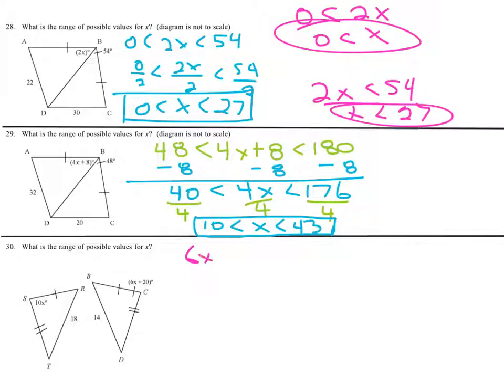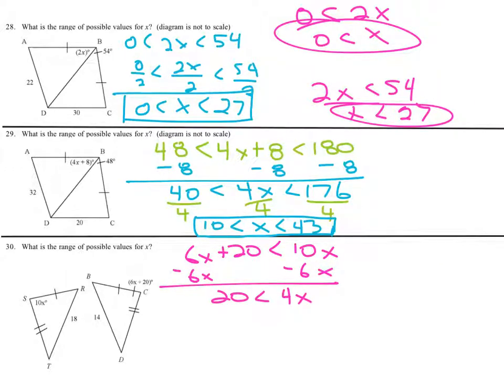You've got 6x plus 20 is less than 10x. And if we subtract 6x from both sides, we get 20 is less than 4x. Dividing both sides by 4, we get x is greater than 5. That's one piece that we need. Okay, let's continue on.